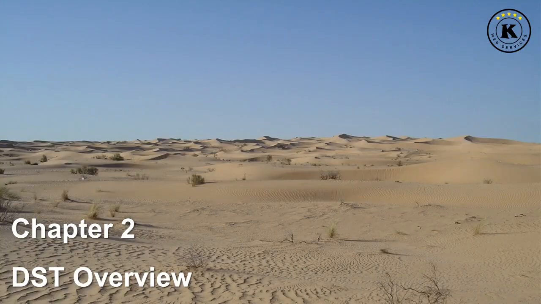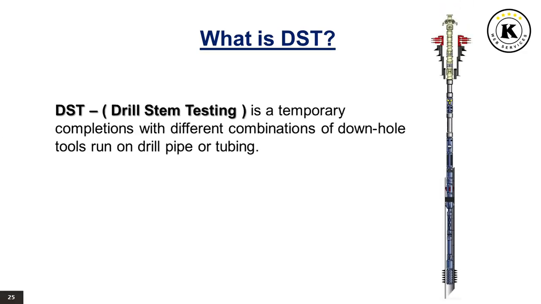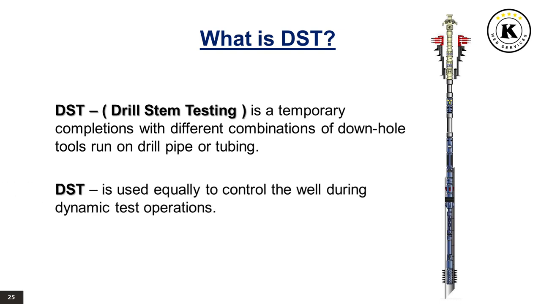Chapter 2. DST Overview. What is DST? DST, drill stem testing, is a temporary completions with different combinations of downhole tools run on drill pipe or tubing. DST is used equally to control the well during dynamic test operations.